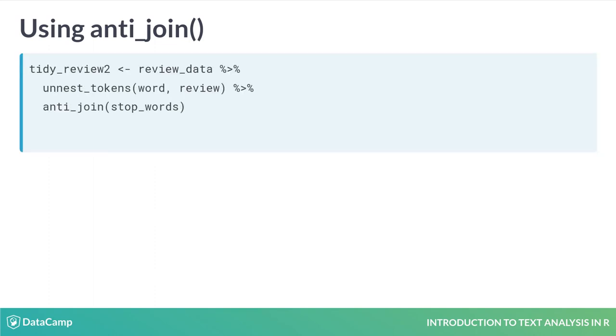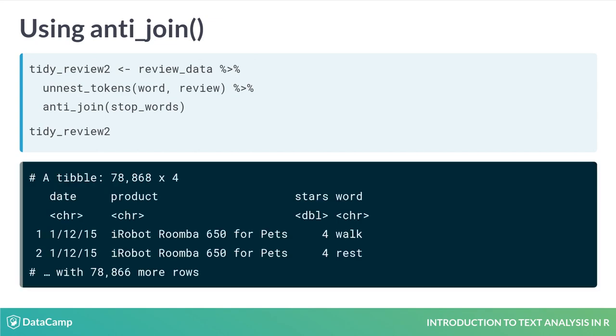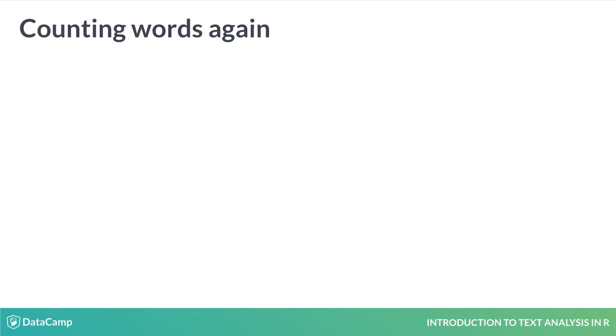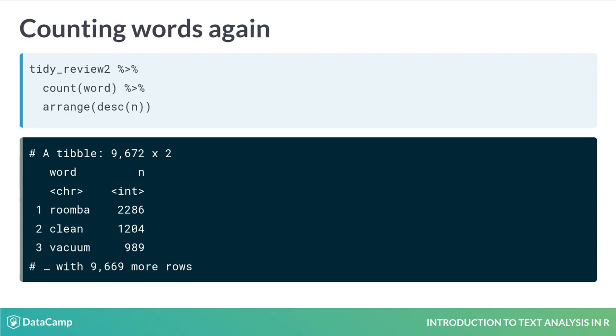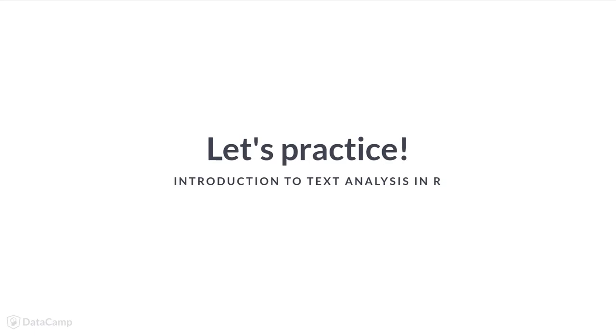If we pipe the tokenized review data into anti_join so that the tokenized review data is the left data frame and stop_words is the right data frame, you can see that the number of rows has been drastically reduced. After again computing the counts and arranging them in descending order, we can now see that the most commonly used words in the product reviews reflect actual informative content. We are standing on the shoulders of giants with the tidytext package, and this is just the beginning. Let's give it a try.